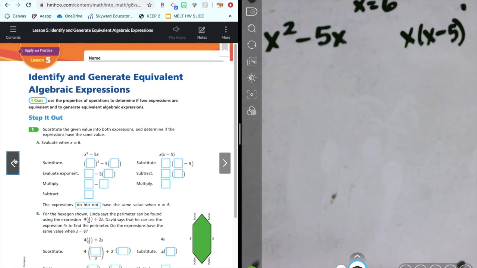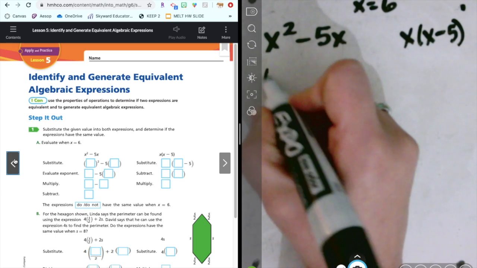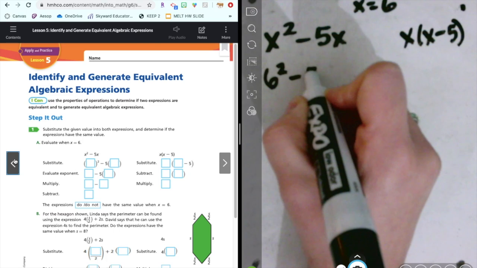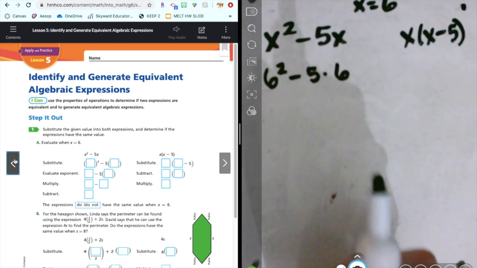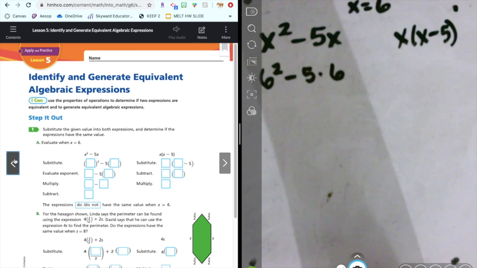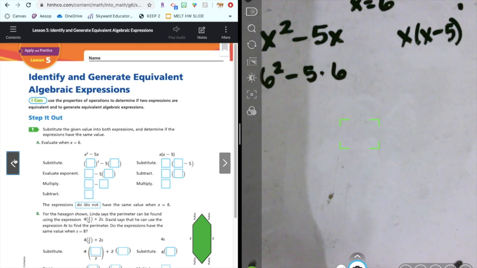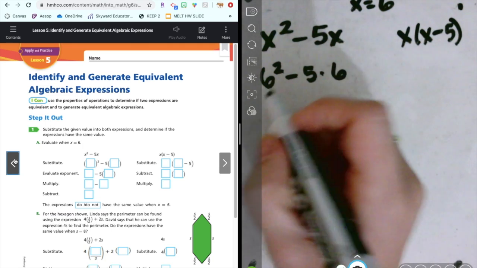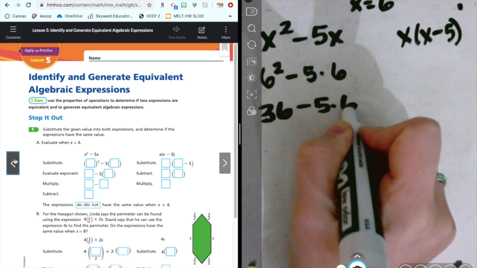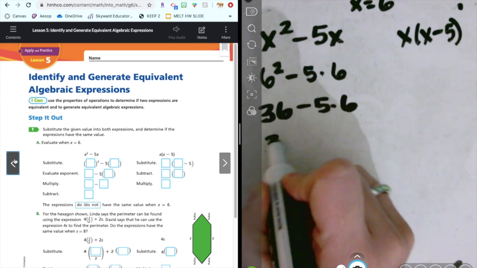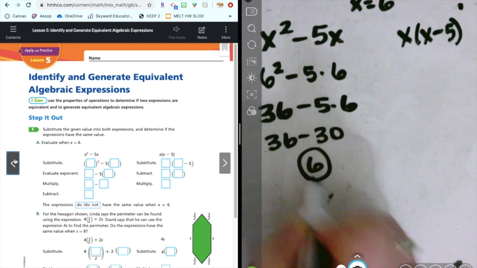Our first step is to substitute. So we're going to take out the x and put the 6 in. So we have 6 squared minus 5 times 6. Then I have to solve this with order of operations. So I'm going to do my exponents. 6 squared is coming first, so that's 36 minus 5 times 6. 5 times 6 would come next, so it's 36 minus 30, and then 6.